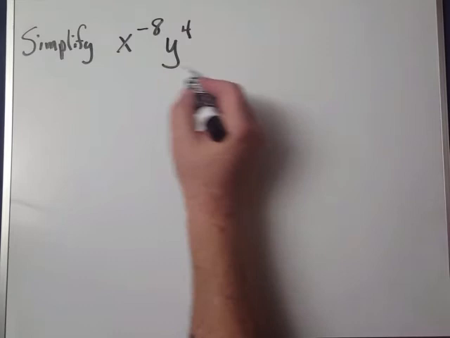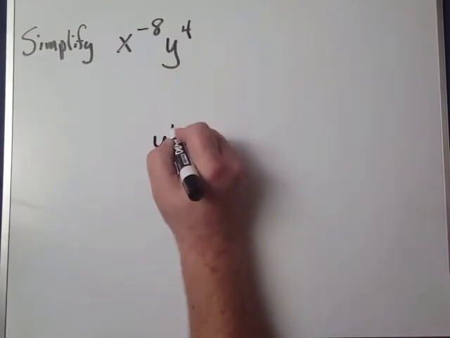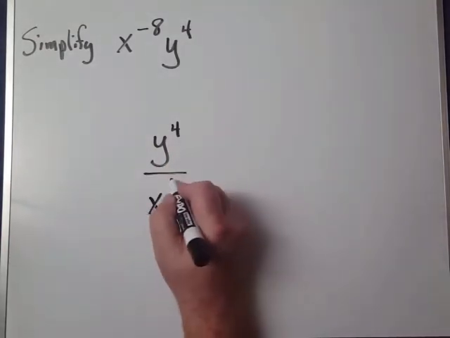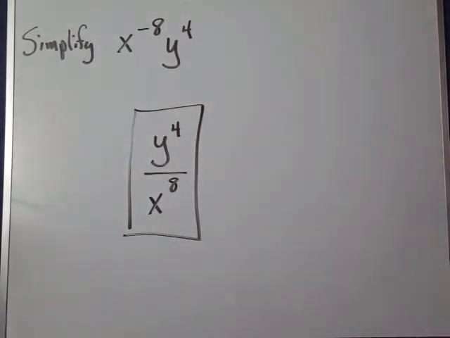It indicates that this x belongs on the other side of the fraction bar. This fraction bar, we know this sits over 1. Y to the 4th is going to stay where it is in the numerator. X to the negative 8 in the top becomes x to the positive 8 in the bottom. And that's all we're after there. Number 64, a similar problem.